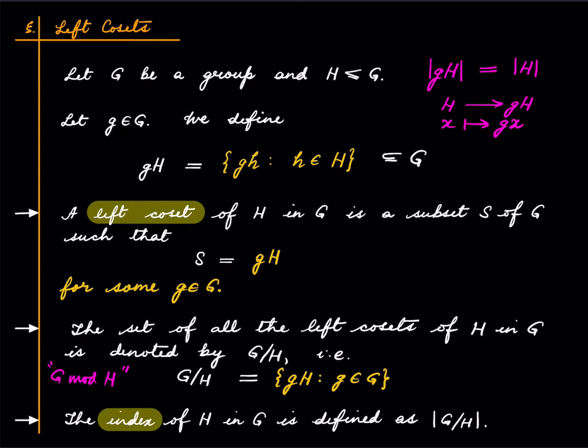And suppose G is finite, then the index of H in G is defined as this number. So the number of distinct left cosets of H in G is defined as the index of H in G. All right. So these are just some notations and terminologies. I hope these are clear. So let's move on.